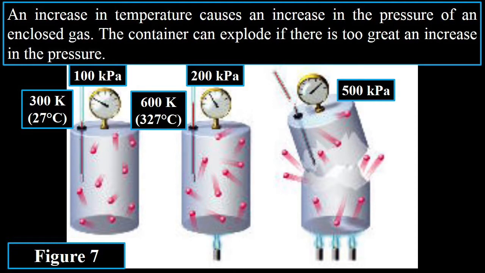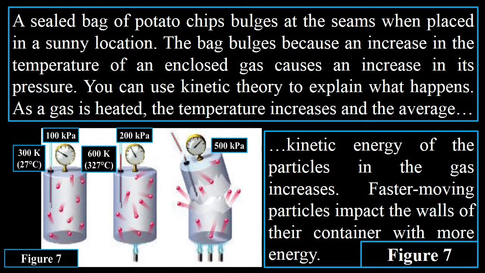Look at the temperature changes. Look at the pressure changes. Whoa. 600 K, 200. So it must be 200 to 400 would be 1200. So we're talking about hot, and that's 500. That's not even 400. A sealed bag of potato chips bulges at the seams when placed in a sunny location. The bag bulges because an increase in the temperature of the enclosed gas causes an increase in its pressure. You can use kinetic theory to explain what happens.